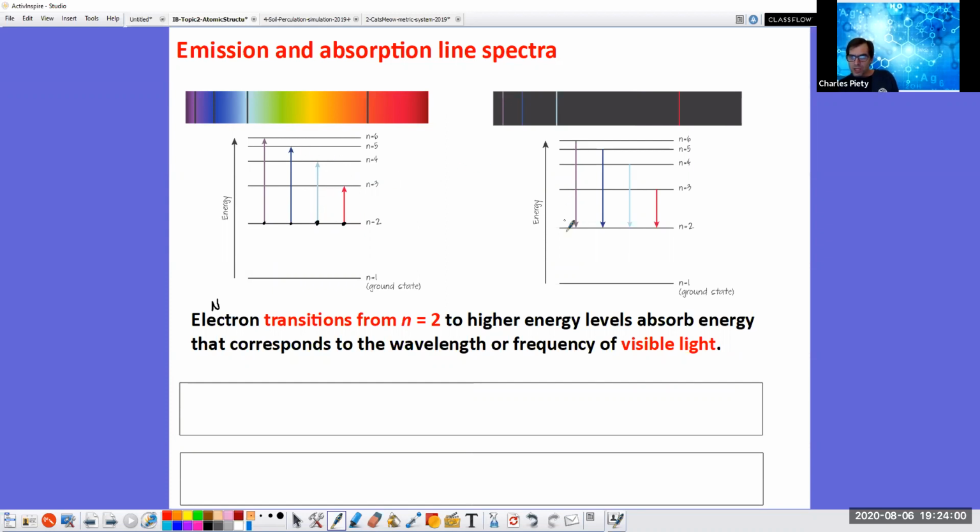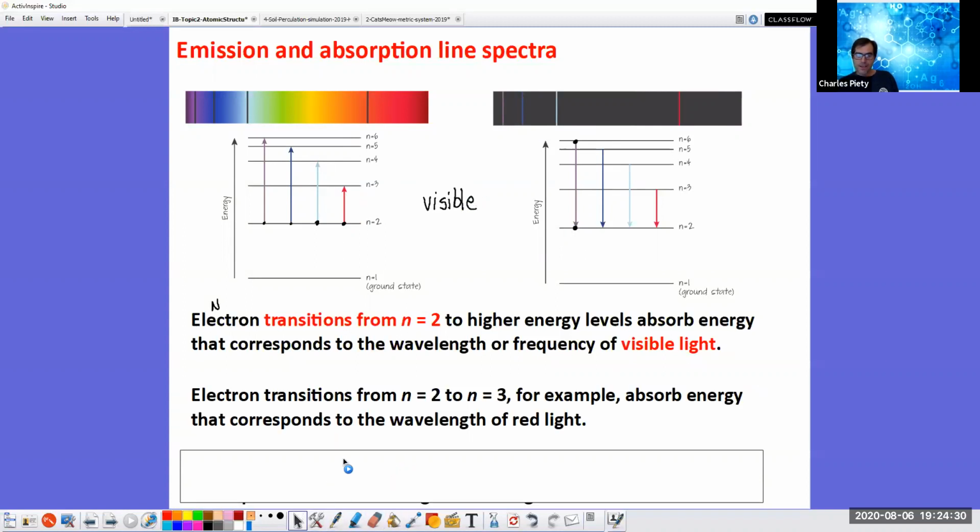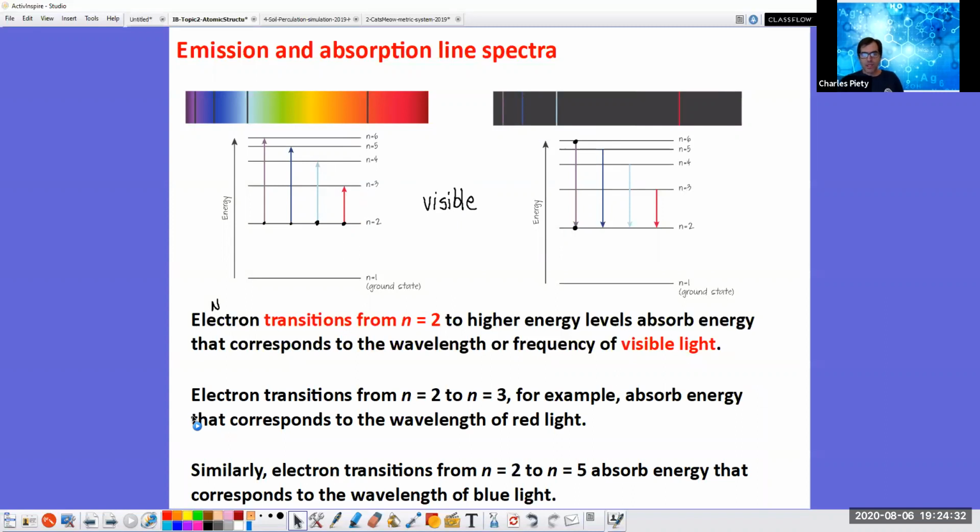This is emission. This means that the electron was at a higher energy level and it's falling down. Where is it falling down to? The second energy level. So whether it's emission or absorption, when an electron leaves the second energy level or returns to the second energy level, we're talking about visible light. That's one thing that IB wants us to know.